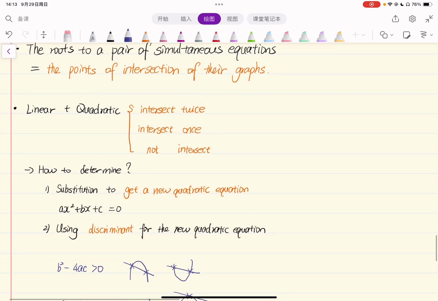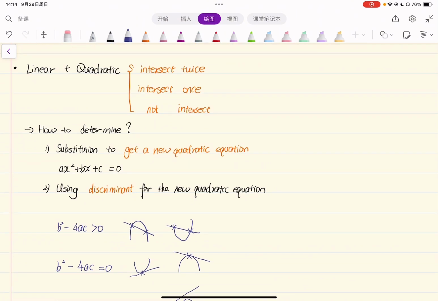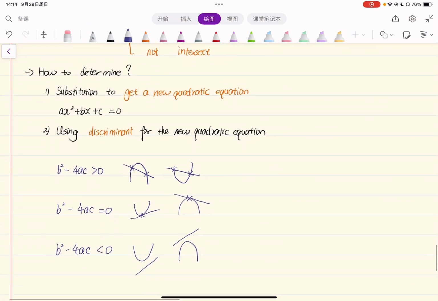So how do we determine how many times they intersect? You can use substitution to get a new quadratic equation, ax squared plus bx plus c equals 0. There is only one unknown. And then you can use the discriminant to find how many roots there are. And here are the graphs for the different situations.